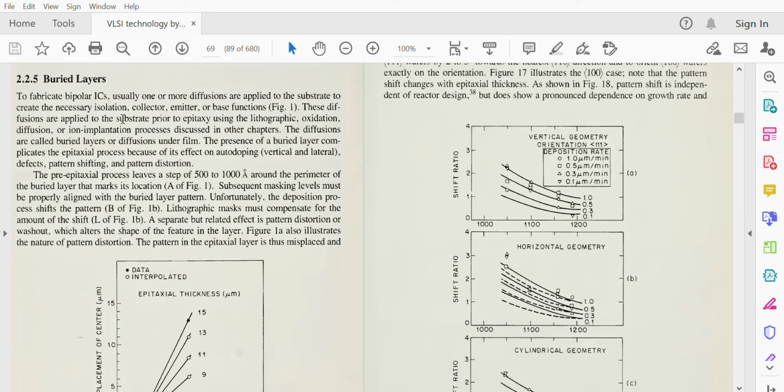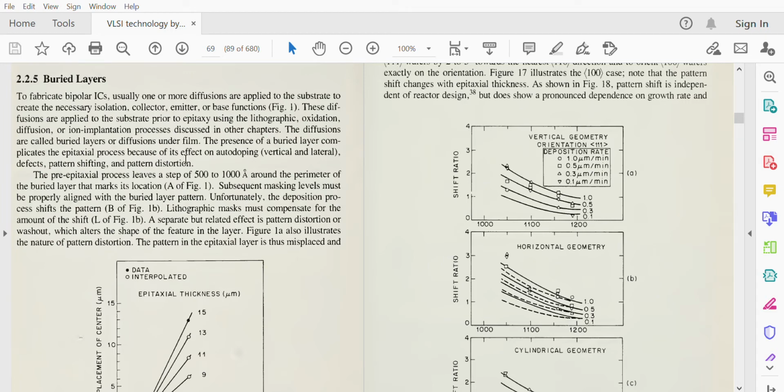These diffusions are applied to the substrate prior to the epitaxy using the lithographic oxidation diffusion or ion implantation process that will be discussed later in the syllabus. But the prior thing is the diffusion process. The diffusions are called buried layers or diffusions under films. The presence of buried layers complicates the epitaxial process because of its effect on auto-doping.